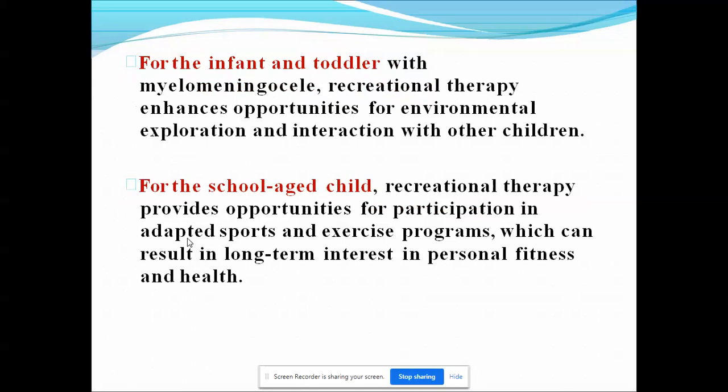Okay, so for the infant and toddler with myelomeningocele, recreational therapy enhances the opportunities for environmental exploration and interaction with other children. For the school-age child, recreational therapy provides opportunities for participation in adapted sports and exercise programs, which can result in long-term interest in personal fitness and health.